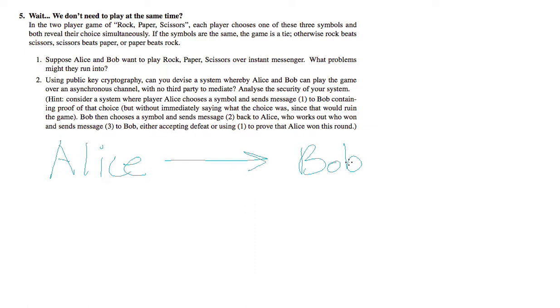Okay, Bob also sends Alice a token, basically, which makes Bob commit to his choice, but Alice should not be able to use that token to find out what Bob's choice is. Okay, so how does a mechanism like this work? We are going to use RSA.